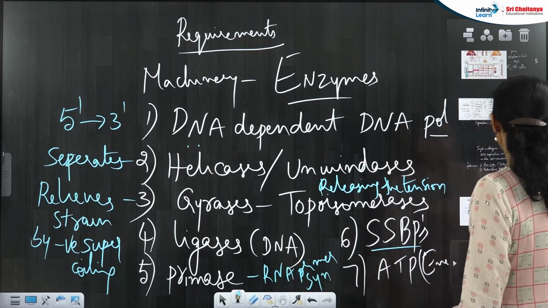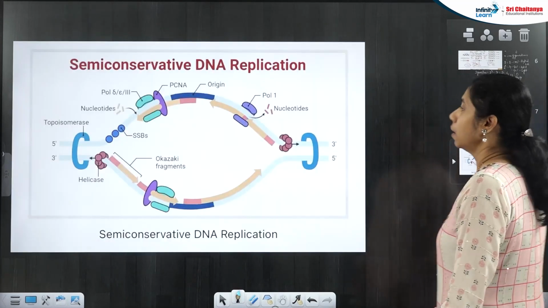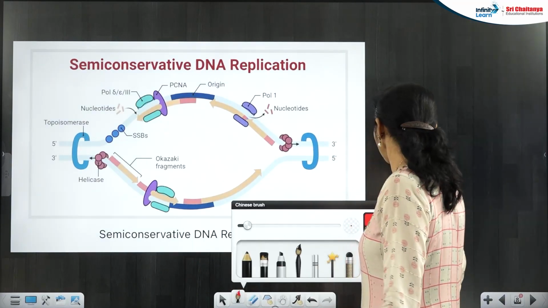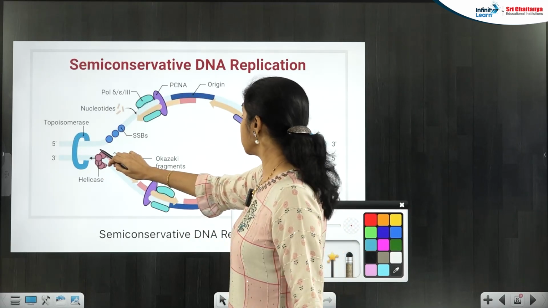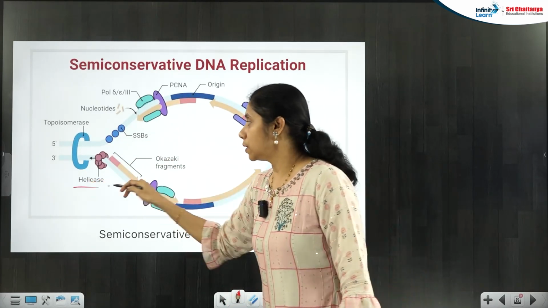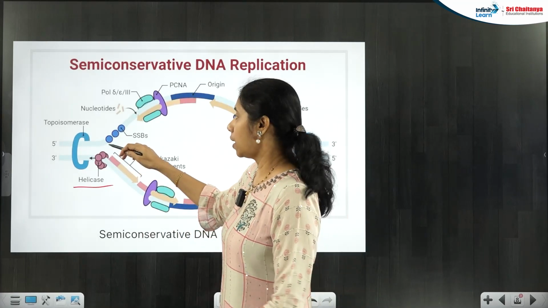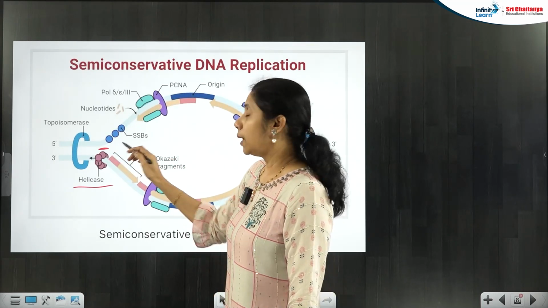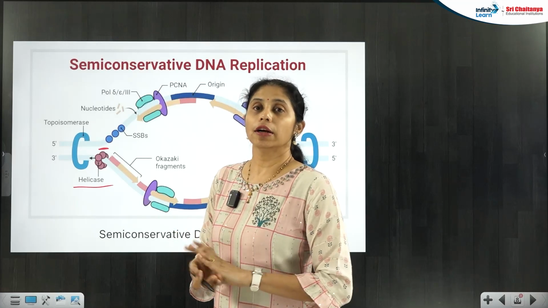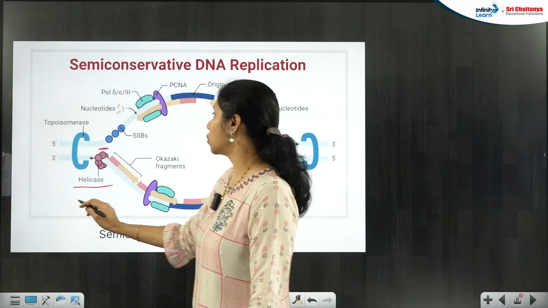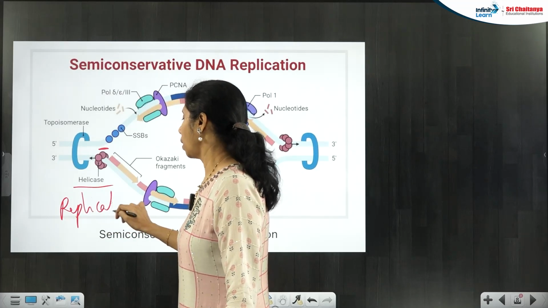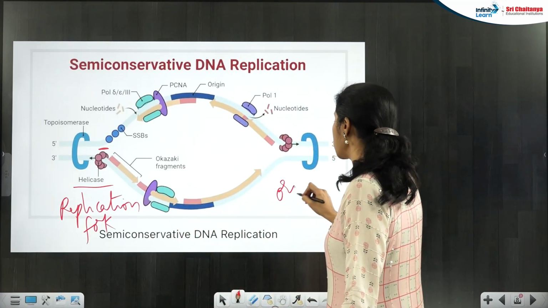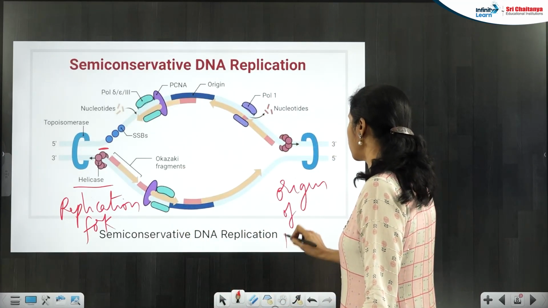And now let us see the replication. In this semi-conservative replication, as I have told you already, helicase, one type of enzyme, you can see here, will come and bind to the DNA strand and break the hydrogen bonds between the DNA strands, causing the unwinding of the DNA. That unwinding starts at a small opening called the replication fork, at a particular site called the origin of replication, ORI.